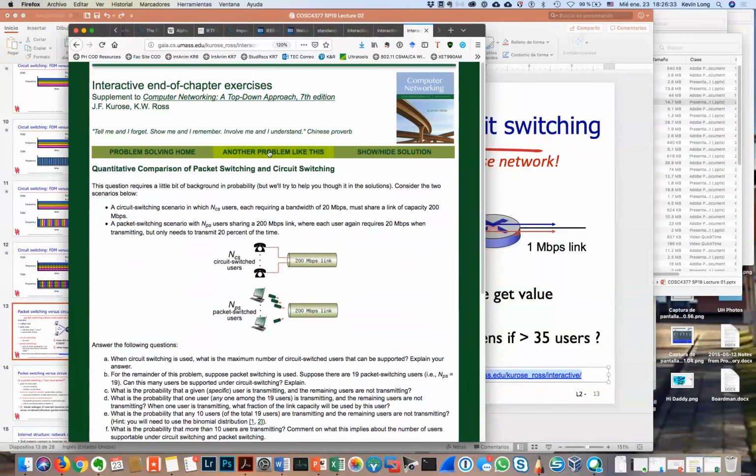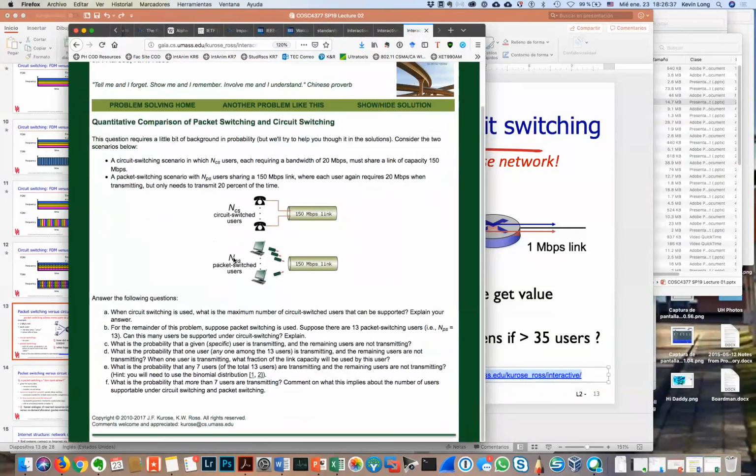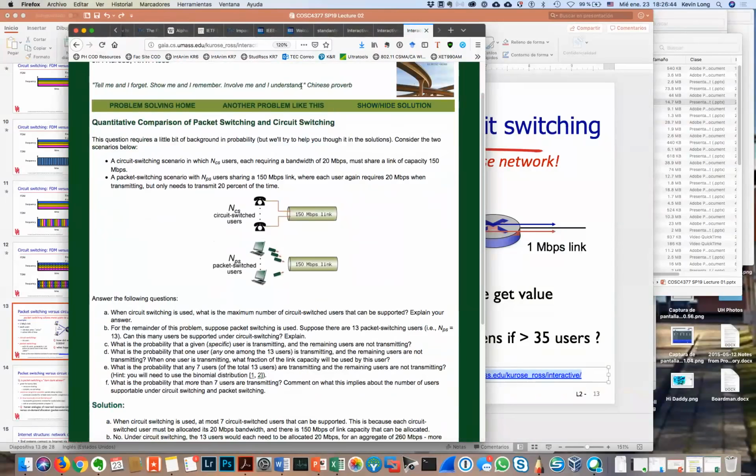Then you can say another problem like this, and it will randomly mix up all the numbers and do the same thing again, and then you can randomly solve it and pick the answers at the bottom. So I'm going to give you a homework like this, and no two people will have the same problem because I'm going to ask you to generate your own.